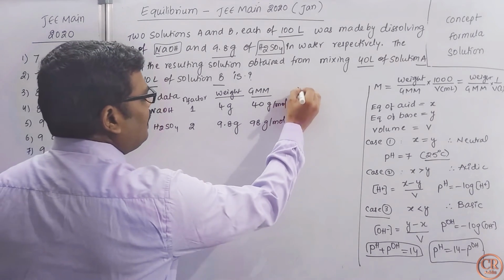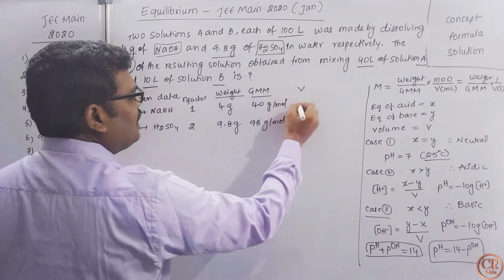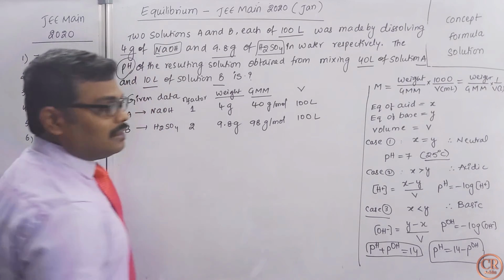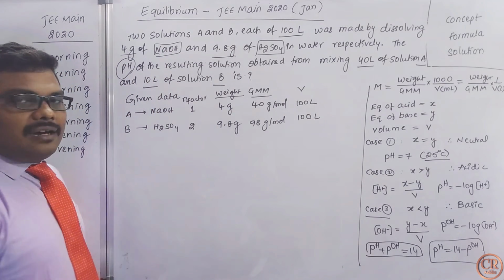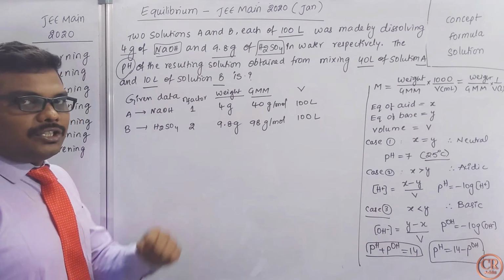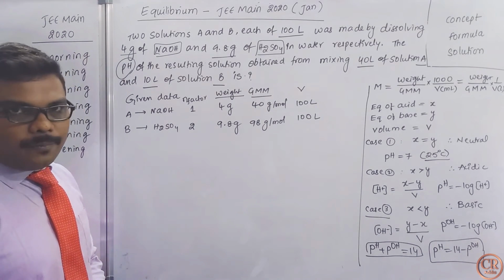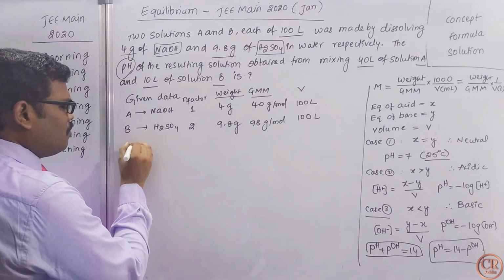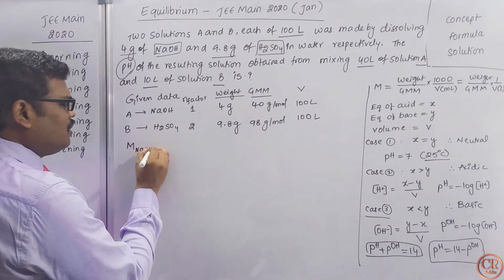And initially the volume of each is 100 liters. This is 100 liters. This is 100 liters. With this data, first we have to calculate the concentration of NaOH and the concentration of H2SO4. Now I am going to calculate the concentration, nothing but molarity, of NaOH.